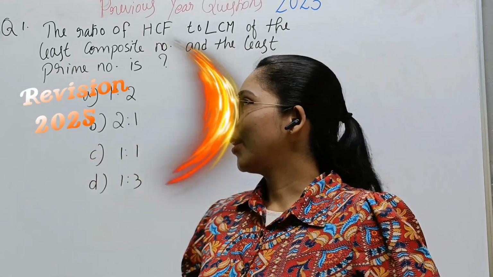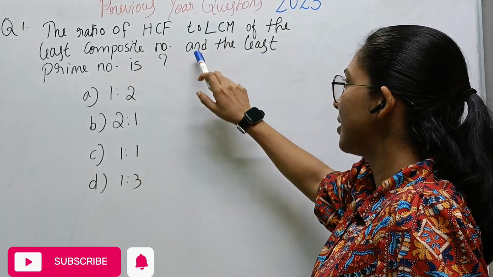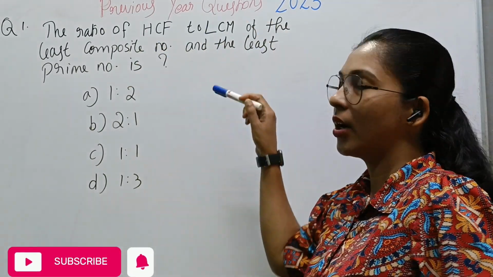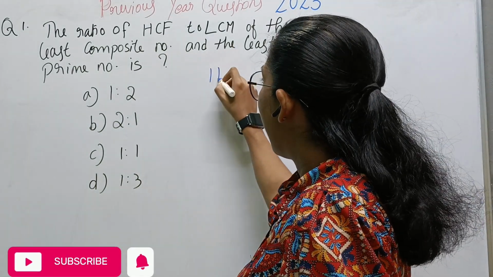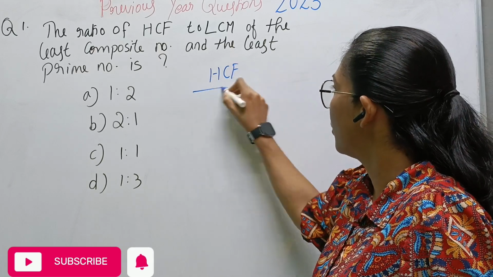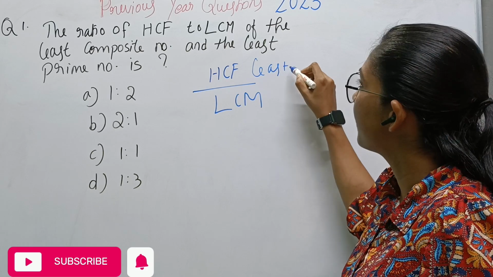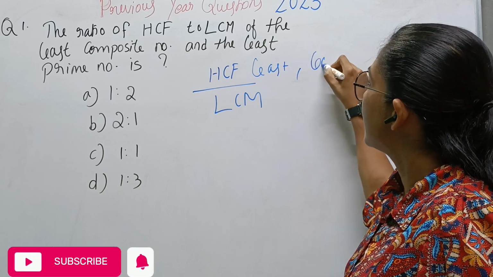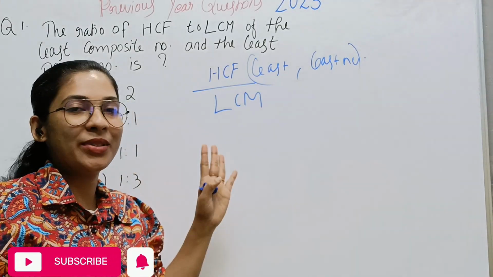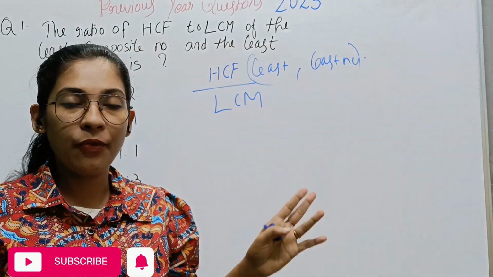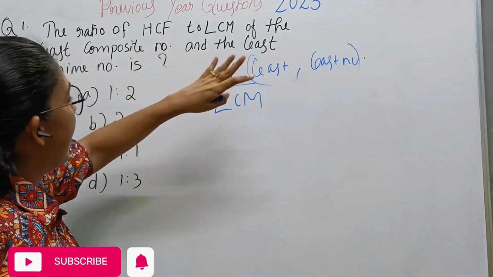So let's start. The question is, the ratio of HCF to LCM of the least composite number and the least prime number is what? We have to find out the ratio of HCF and LCM of two numbers. The first is the least composite number and the second is the least prime number.